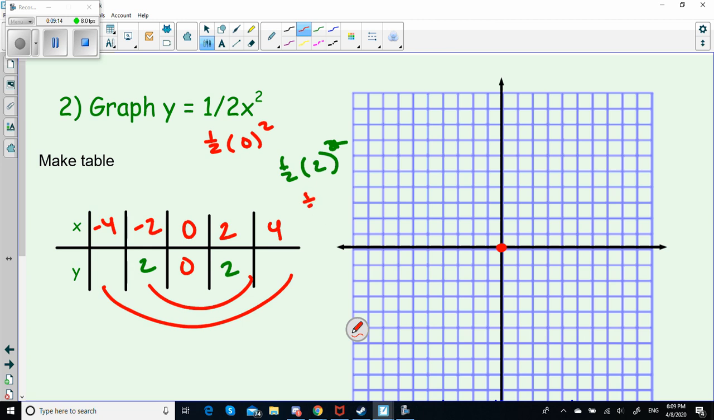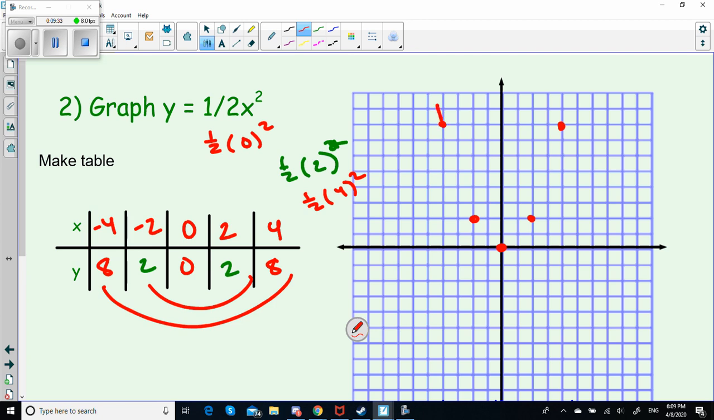And 1/2 times 4 squared. Well, 4 squared is 16. Half of 16 is 8. So these are both 8. So if I graph it, 2, 2, -2, 2, and 4, 8, and -4, 8.